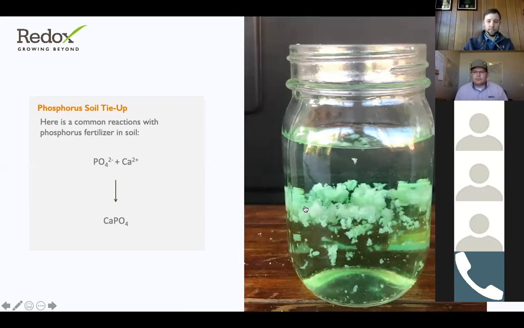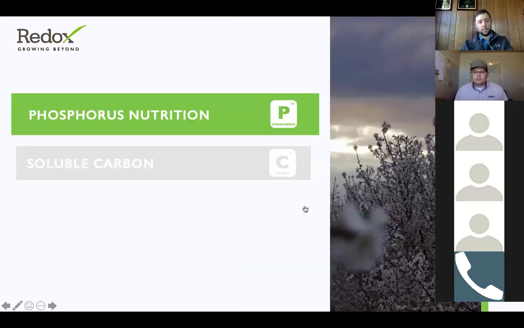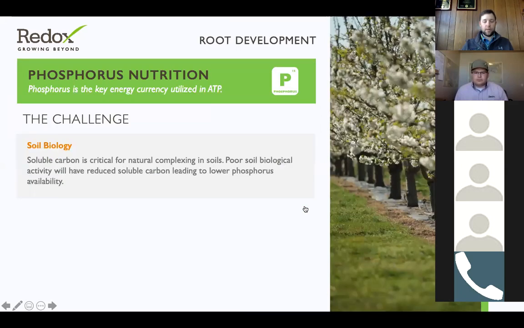So we're going to talk about that now. Okay, so let's talk about that. How do we get phosphorus that's tied up in the soil to be available for the plant to take up?